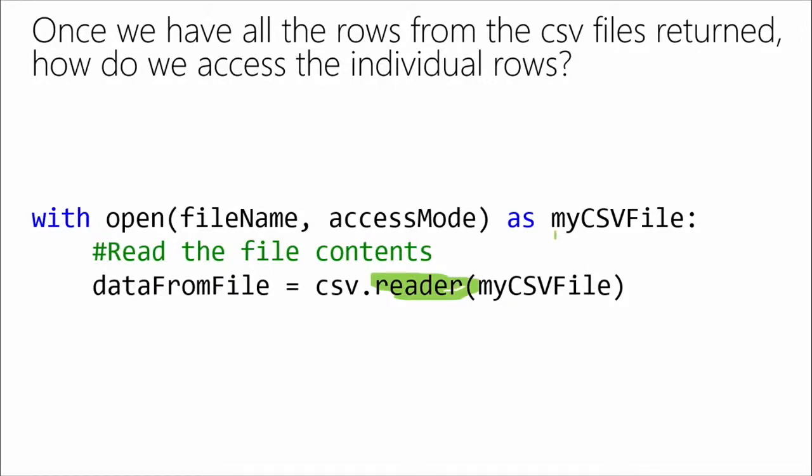Okay, now once we have all the rows from the CSV file returned, remember I said when we use the reader function inside the CSV module, we give it the name of the file, and it returns a list that contains all the rows, into this variable data from file. So that's going to be a list. And what's nice about that is anybody who's tried to parse through a file line by line by line manually knows how much of a problem that can wind up being.